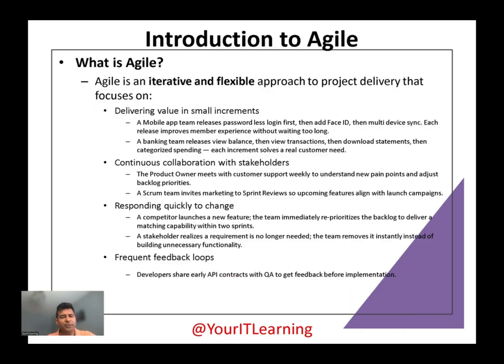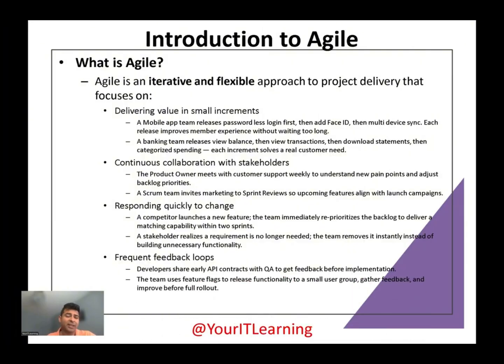Frequent feedback loops. A developer shares early API contracts with QA to get feedback before implementation. So the developer doesn't wait till the end. The team uses feature flags to release functionality to a smaller user group, gather feedback, and improve before full rollout.